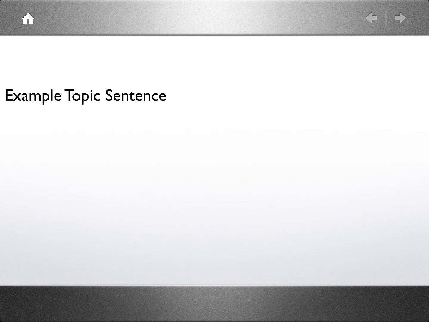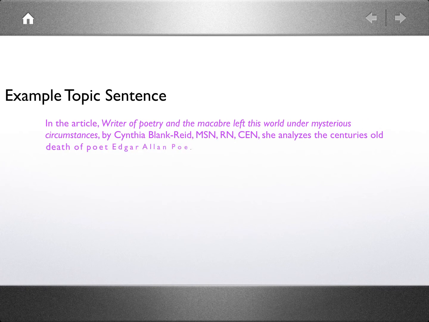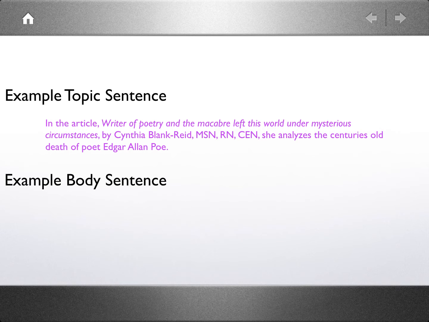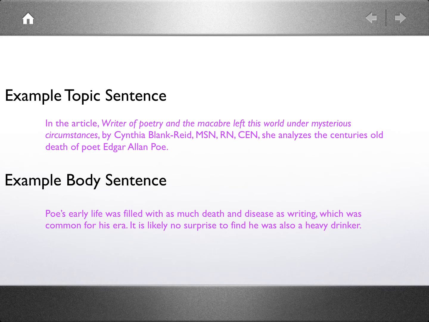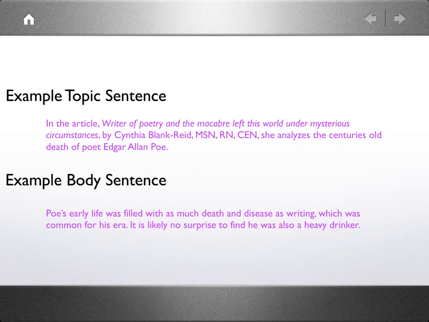So, an example topic sentence. In the article, Writer of Poetry in the Macabre left this world under mysterious circumstances by Cynthia Blank Reid, she analyzes the centuries-old death of poet Edgar Allan Poe. An example of one of those body sentences from the main ideas would include: Poe's early life was filled with as much death and disease as writing, which was common for his era. It is likely no surprise to find he was also a heavy drinker.